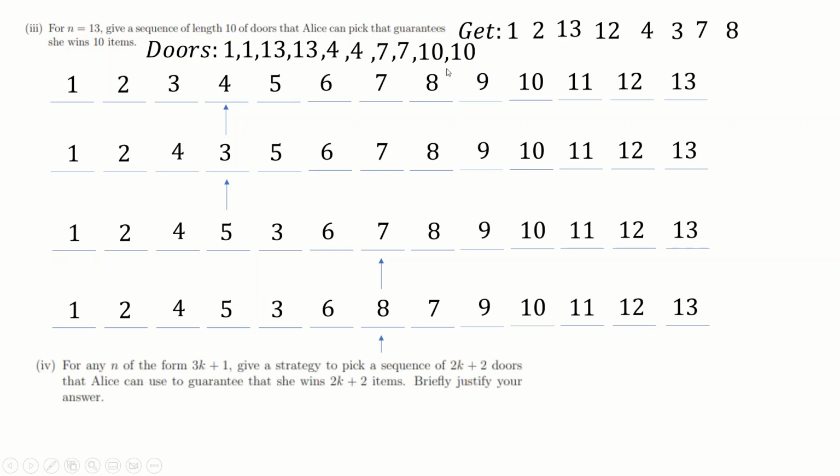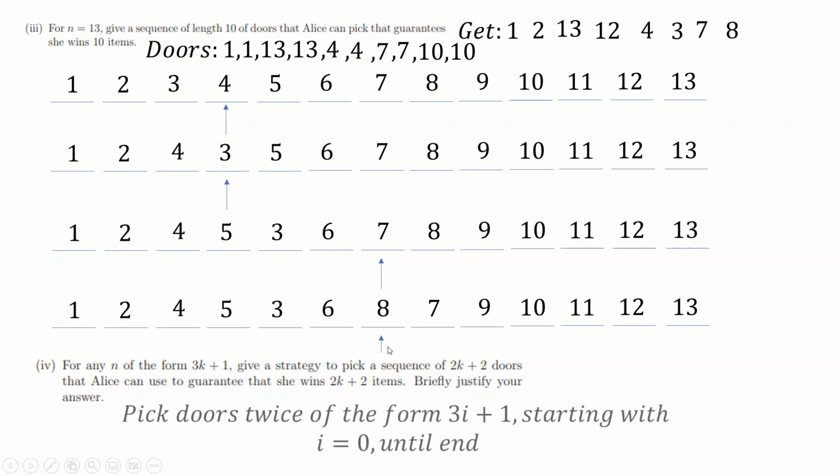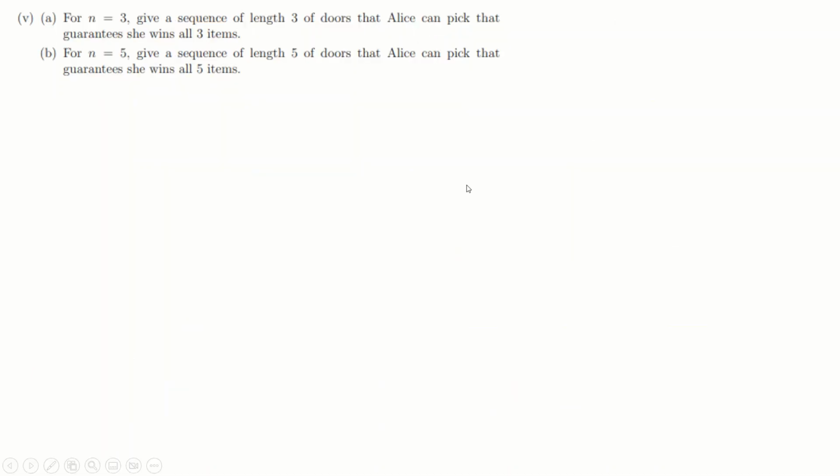And everything is guaranteed. And this is just saying, express your strategy properly. And I think I just did that out loud, but something like this would work well. Picking doors of the form 3i plus 1. Again, you didn't need to pick the 13s first. You could have gone 1, 1, 4, 4, 7, 7, 10, 10, 13, 13. So picking doors of this form, I guess, starting with i as 0 until the end, picking them twice. So 1, 1, 4, 4, 7, 7, and so on.